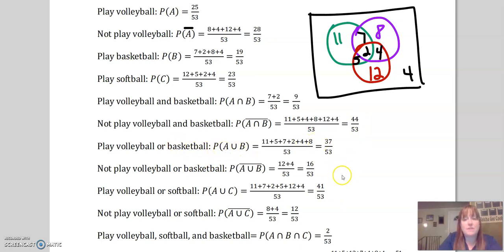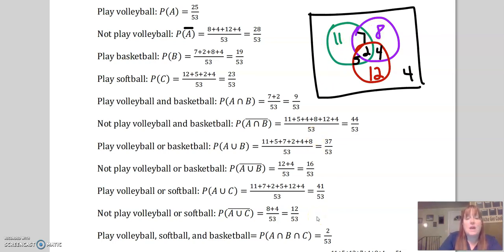What if they play volleyball or basketball? Did we already talk about that? I feel like we did. Not play volleyball or basketball. Okay, so this is everybody that is not inside of the green or inside of the purple. So it's only the people down here, this 12 and the 4. Everybody else is inside either the purple or the green, so we don't count them.